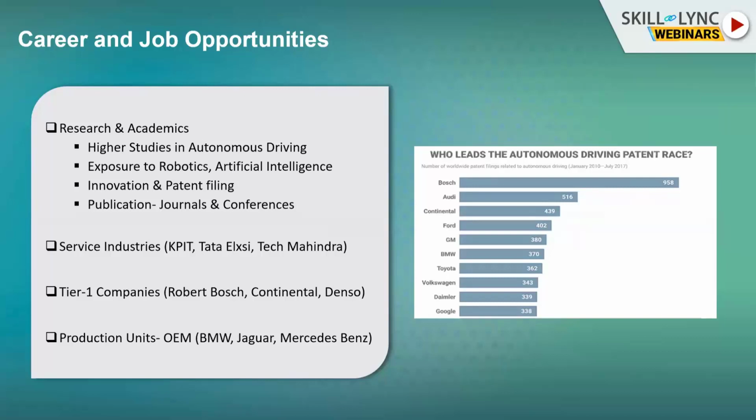People can also join service industries like Tata Elxsi and Tech Mahindra, Tier 1 companies like Robert Bosch, Continental, and Denso, or OEMs like BMW, Jaguar, and Mercedes. As this is an emerging technology with a lot of scope, career opportunities, and research and academics in the future, people can really pursue it. There's a very bright future in this autonomous driving domain.